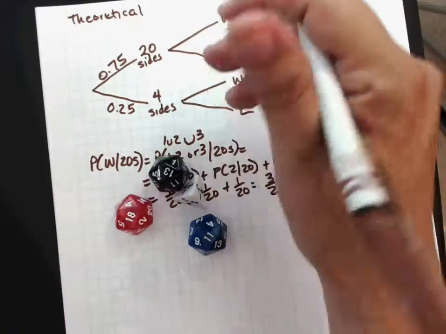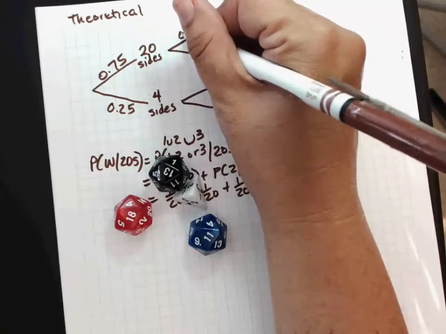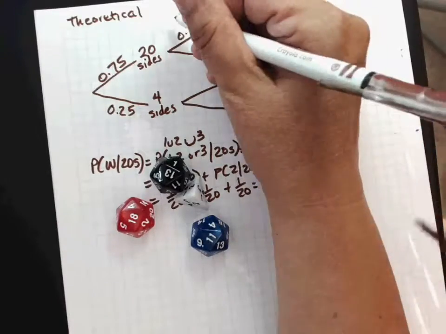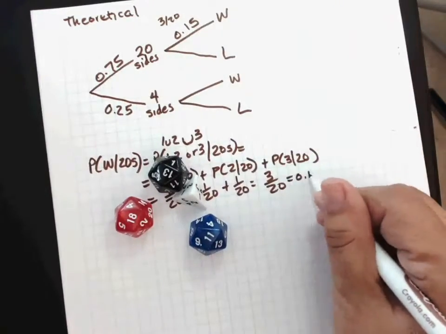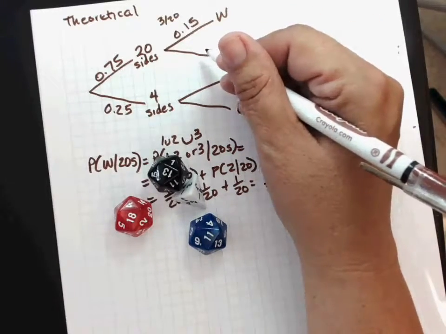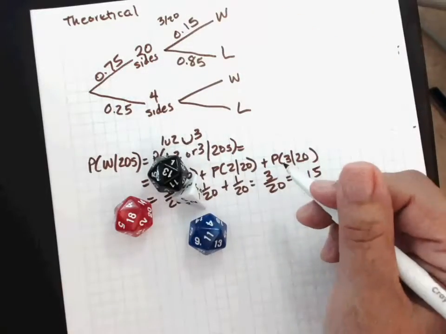So I'm going to put the 3 out of 20 up here, which is actually, I can do that quick, 0.15. Right? That's 3 out of 20. Which means the probability I won't win on a 20-sided die would be 0.85 because these two have to add up to 1.